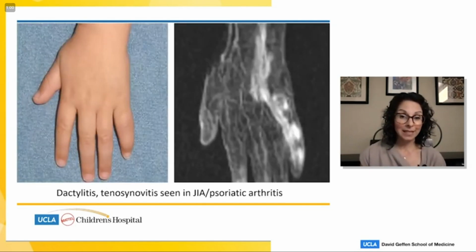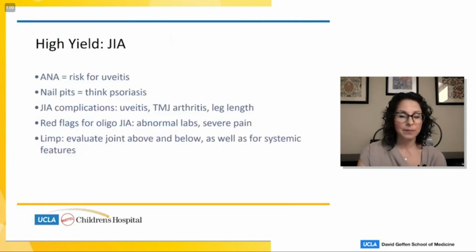Here are pictures of clinically what dactylitis looks like in that left fifth digit. And then on MRI, it's really quite clearly a tenosynovitis of the digit, as well as extension into the wrist and those extensor tendons. So another high yield slide for JIA.